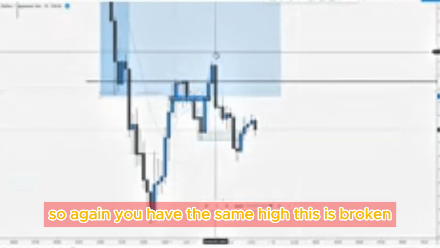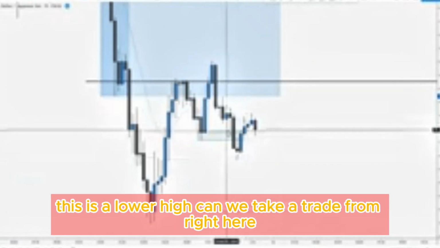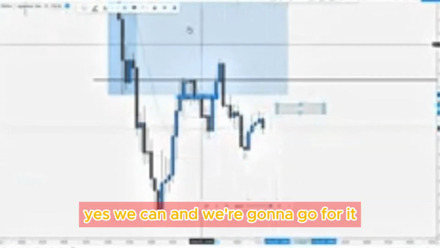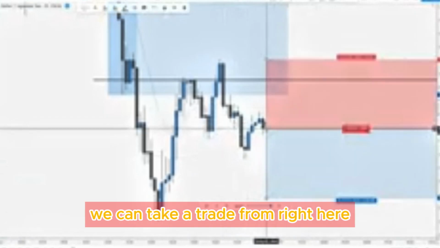So again, you have the same high. This is broken. This is a lower high. Can we take a trade from right here? Yes, we can. And we're going to go for it. We can take a trade from right here.